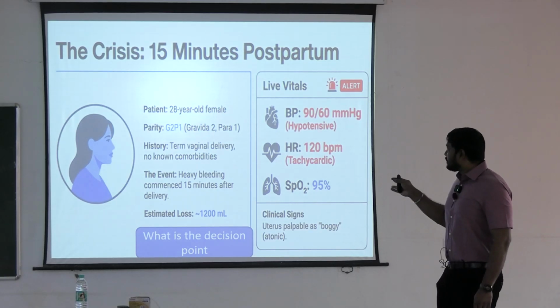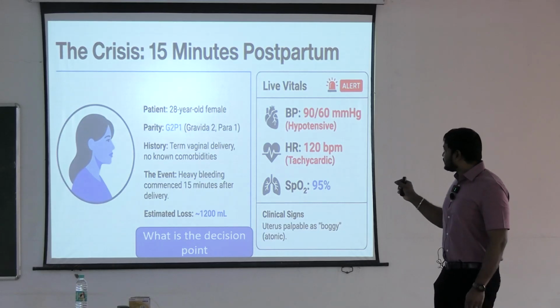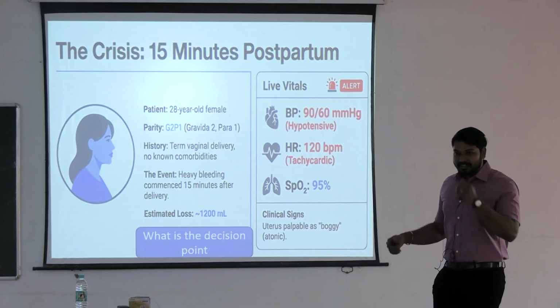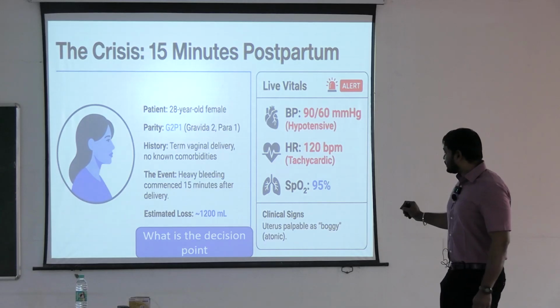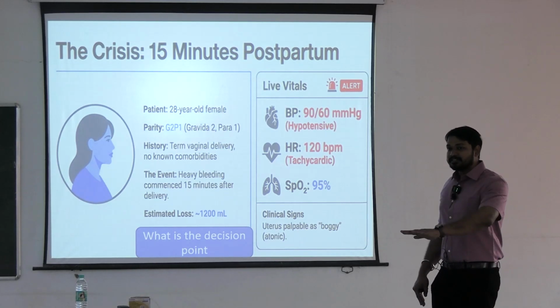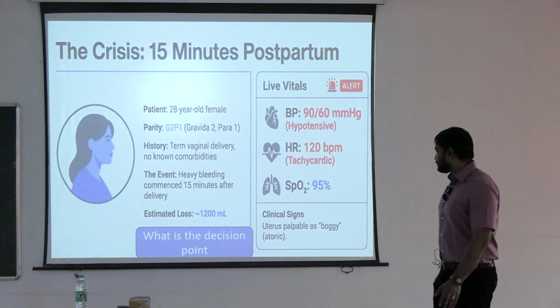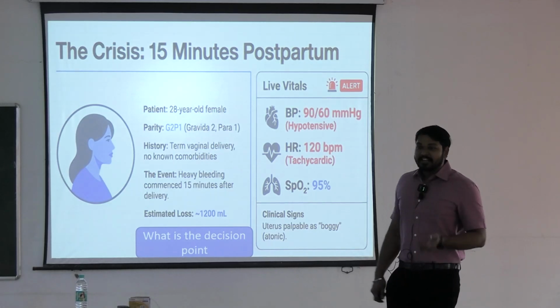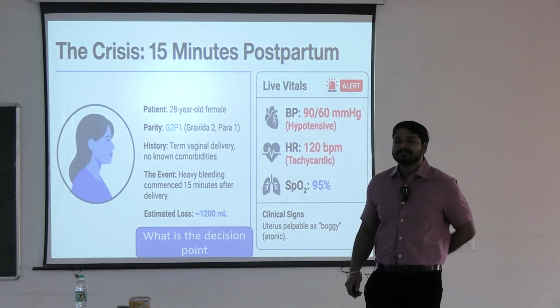If you check her blood pressure, it is 90/60 and the heart rate is 120 beats per minute. You check her saturation, it has also dropped, it is 95%. You do a clinical examination, you touch the uterus and see the uterus is not contracted, the uterus is boggy. So, what will be the diagnosis for this patient? Any idea?